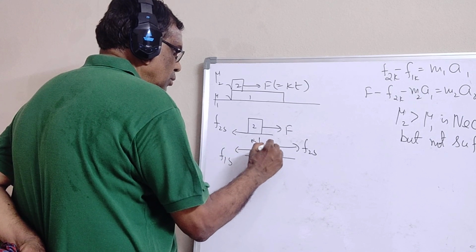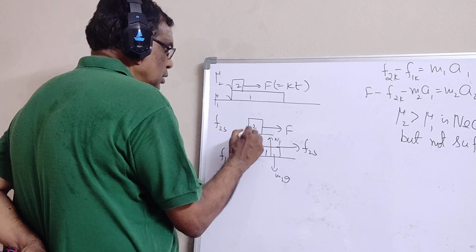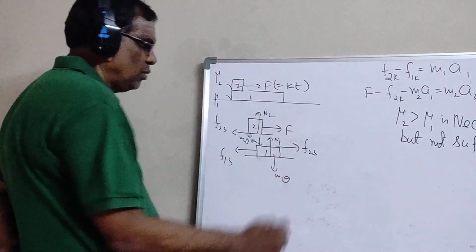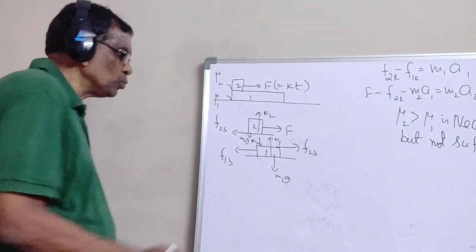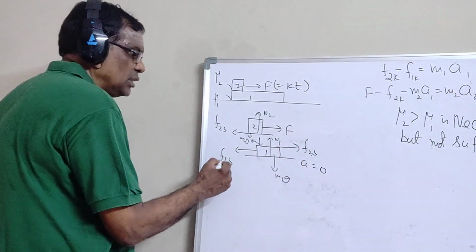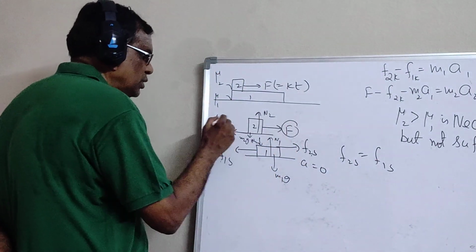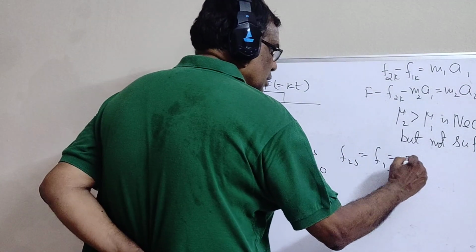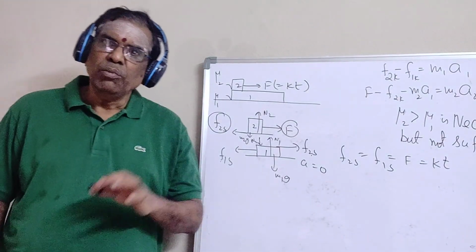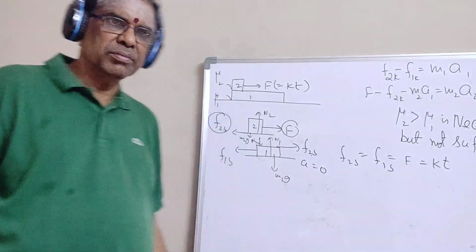This is M2, M1, M1G, M2G. These are all well-known things. Now the acceleration is 0, therefore F2s is equal to F1s. Here F is equal to F2s, so that is equal to KT. What do you mean by this? Both bodies will have the same frictional force.